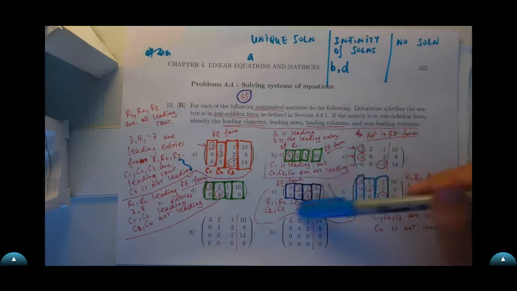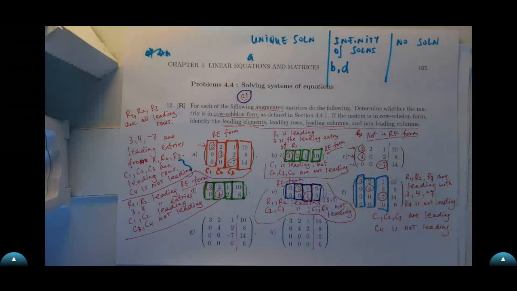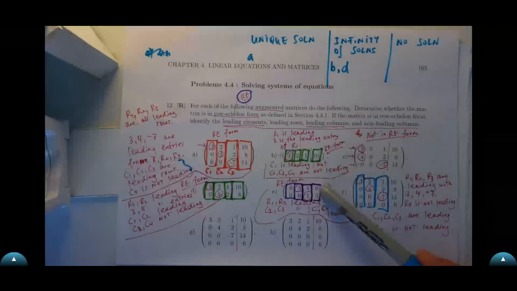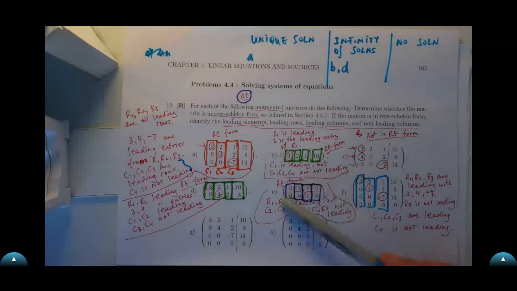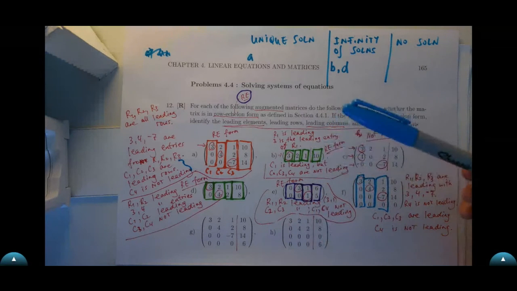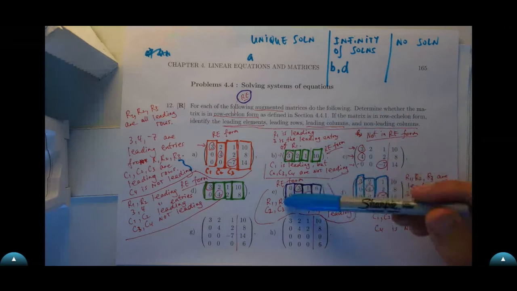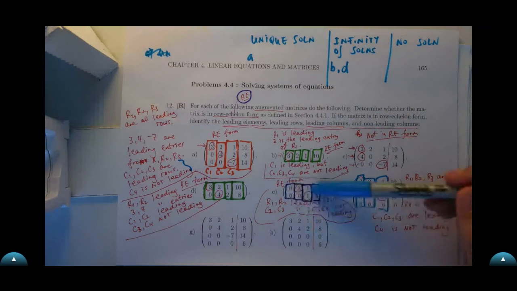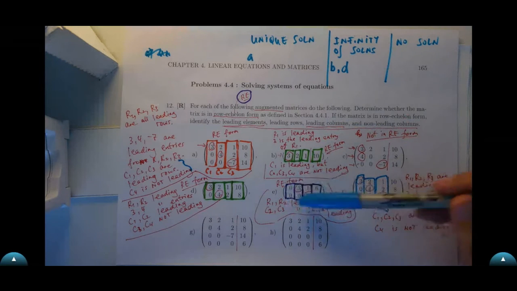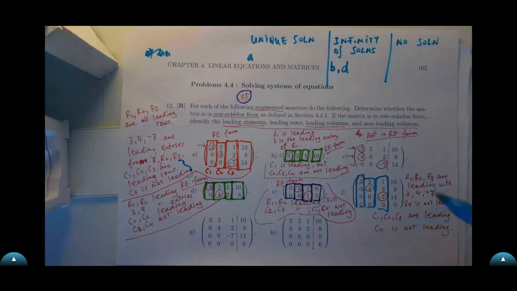What do you think about this one? Which case is it: unique solution, infinite number of solutions, or no solutions? Who wants to have a go? Russell and Advaita, yeah, infinite number of solutions, right? Are you sure, Advaita? Because column 1 is not leading, so there's at least one column on the left-hand side that's not leading. So I would say E would be, yeah.